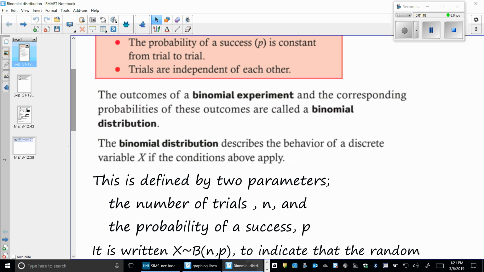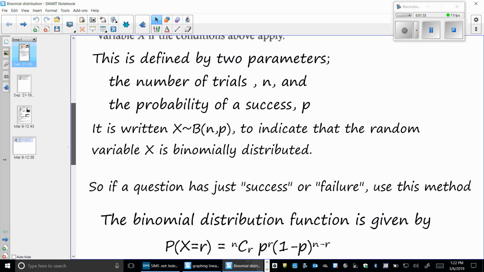Right, so the outcomes of a binomial experiment and the corresponding probabilities are called the binomial distribution. So binomial distribution describes the behavior of the discrete variable big X if the conditions above apply. We define it with two parameters: N is the number of trials and P is the probability of success. They will tell you this information in the question.